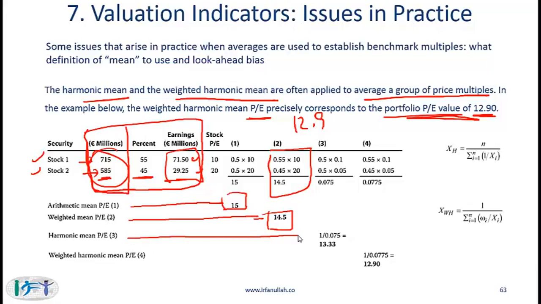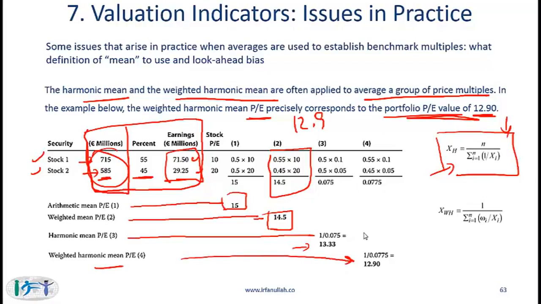Then you take the harmonic mean, and you might recall from level 1 quant, harmonic mean is given by this formula where n is the number of securities, and then you sum up the reciprocals. So when you use this formula for the harmonic mean, you come up with 13.33. So we are getting closer. But when you use the weighted harmonic mean, then you get exactly the right answer.